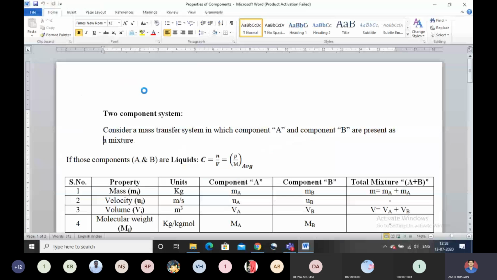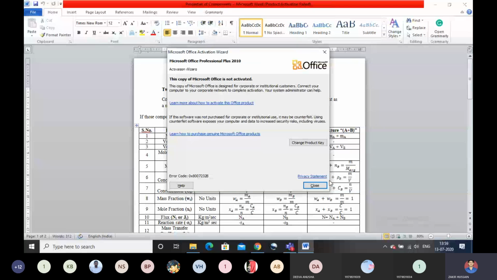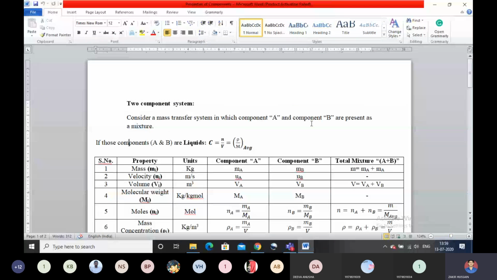First one, consider a system. You can see my Word file, I guess. Is it okay? Yes, sir. Now consider the system is composed of two components. As far as your syllabus is concerned, only two components are there, which we designate as component A and component B, as given here.